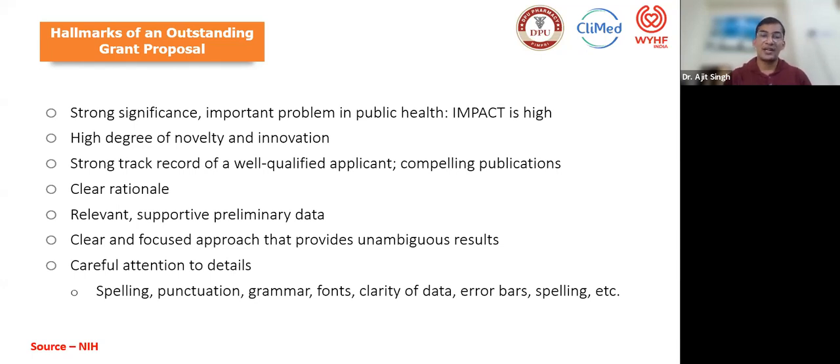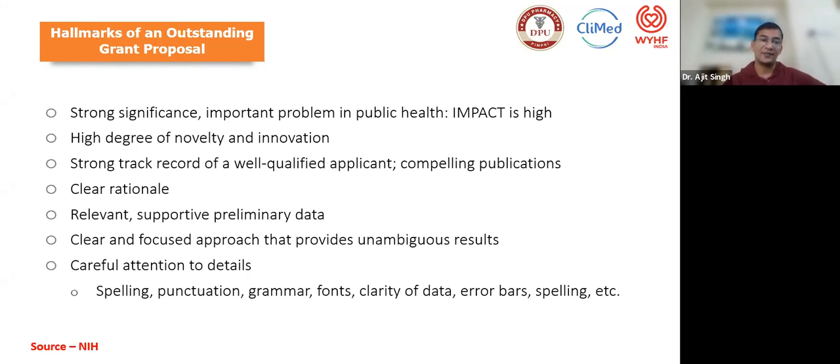Then, a strong track record of a well-qualified applicant, and compelling publications. Of course, the person should meet the eligibility criteria required by the funding agency. If they're asking for 10 years plus experience, you should have 10 years plus experience. But usually funding agencies do not give only for 10 years plus experience. They give to newer people also, people who have a little experience in research. So if you have one paper, if you have a little experience, you must try, but you should be aligned with their eligibility.